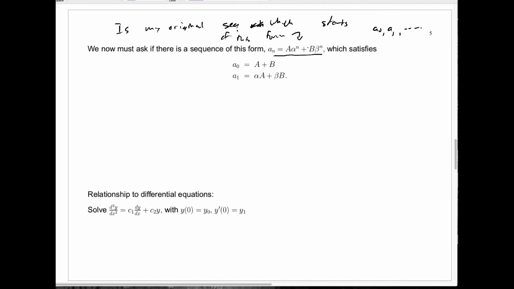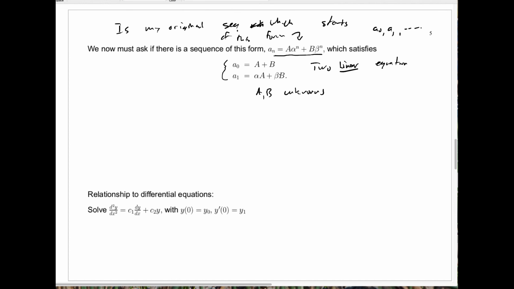Well, if it is of that form, when I just plug in n equals 0, I would get a0 is A plus B, and when I plug in 1, I'd get a sub 1 is alpha A plus beta times B. I would need both of these to be true at the same time. But this is just a system of two linear equations in two unknowns. Here, think of the capital A and the capital B as our unknowns. a0, a1, and alpha and beta, those are all given, and we just have to find the capital A and capital B.